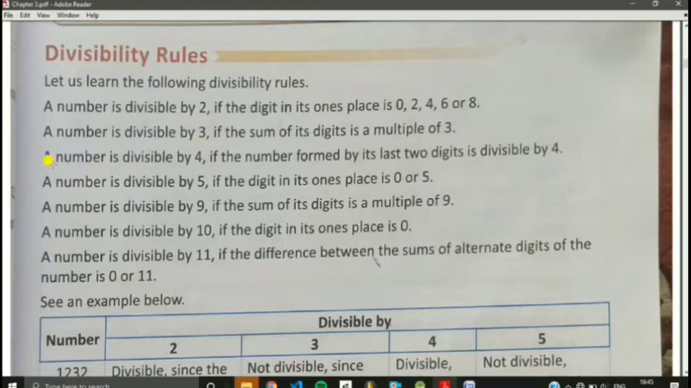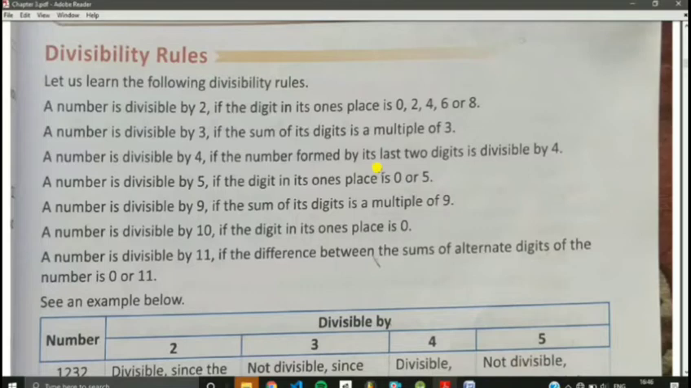Let us move to the next rule. A number is divisible by 4. Now 4 also has a different rule. It says that if the number formed by its last 2 digits is divisible by 4, it means you have to see the last 2 digits. The last 2 digits will be considered as tens place and ones place. The tens place and ones place will form a 2-digit number.